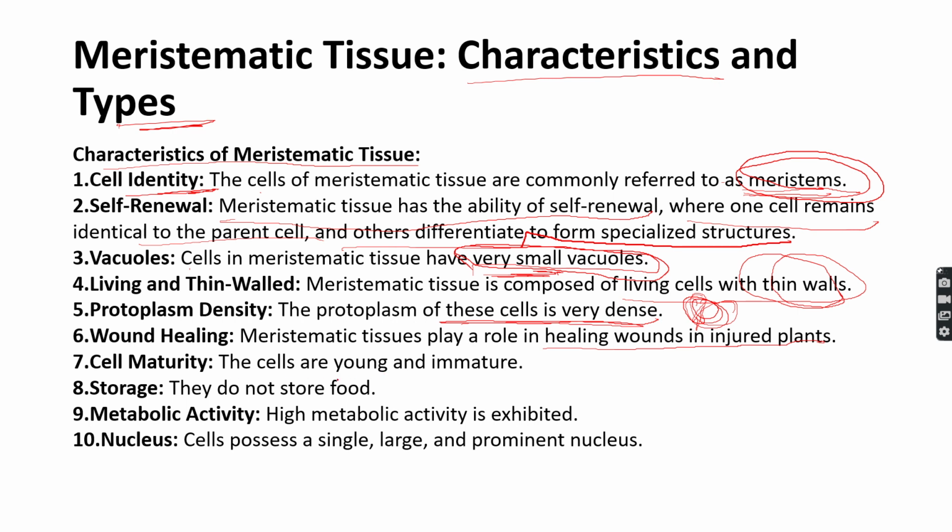The cells are young and immature, and they don't store any food material, because as I told, they are rapidly dividing and will quickly divide themselves. That's why they do not store any food material. Storage of food material starts when they become permanent cells. Then they show very high metabolic activity. As they are rapidly dividing, the metabolic process is very fast. Then the cell possesses a single large and prominent nucleus. So these are some of the characteristics of meristematic cells.